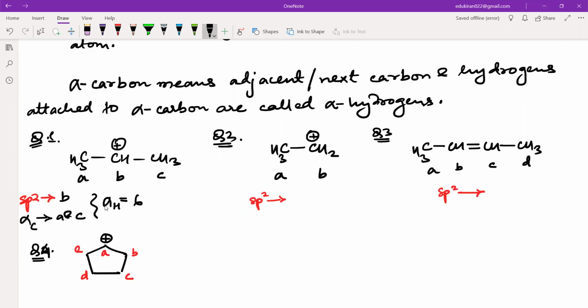Which one of them is sp2, A or B? B. And how many alpha hydrogens? Directly tell me how many alpha hydrogens. 3. Okay. What about here in the third question? A, B, C, D. Which of them is alpha?